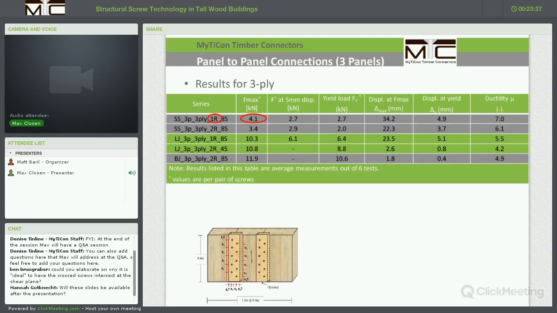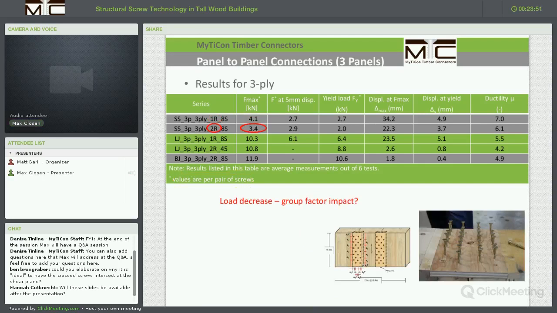Some of the capacities that we see for surface splines with 1 row of fasteners are around 4.1 kilonewton per pair of screws. We selected pair of screws because we wanted to compare it to the actual pairs of screws arranged at 45-degree angles. We always have a pair there because we have 1 fastener in tension and 1 fastener in compression with these arrangements.